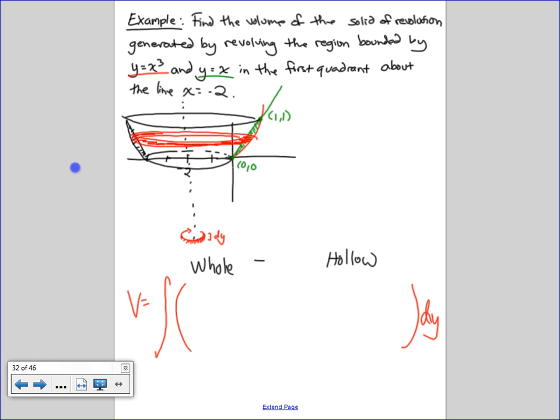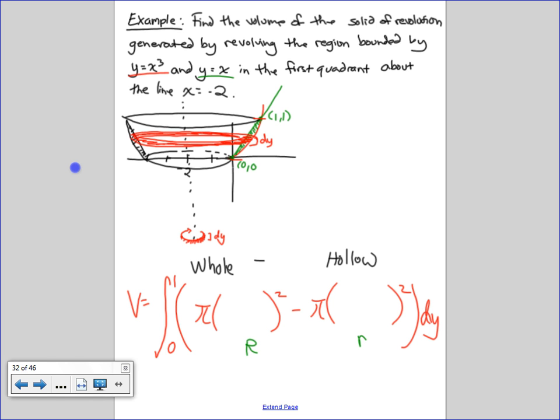Remember, the integration will result in the exact right size of disk, right? This shows dy, but the y equals shows the cutoff. So I need to cut off where and where? 0 and 1. Does that make sense? Now, cross section. Circle. Oh yeah, I knew that. I need pi big R squared, pi little r squared, right? My big R, my little r. I need the whole, and I need the hollow.